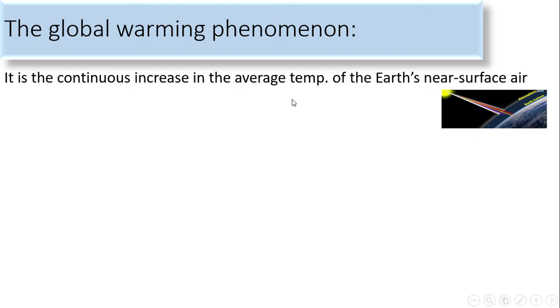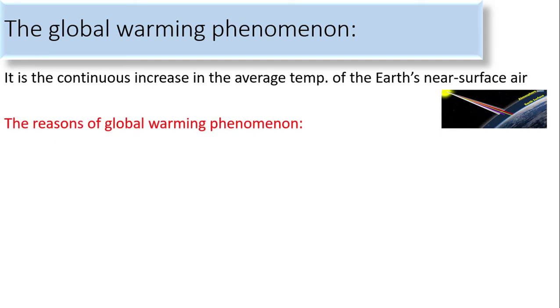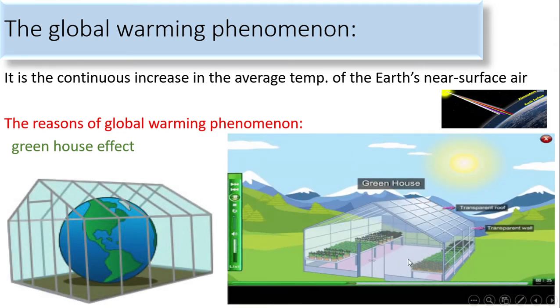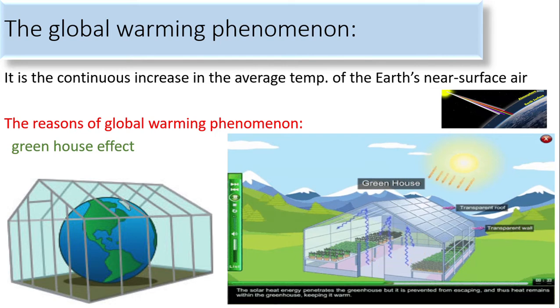Why does this increasing occur? The reason for the global warming phenomenon is called the greenhouse effect. You may know what is meant by greenhouse. A greenhouse is a house for growing plants. Why? Because the greenhouse is made from glass. What is the use of glass? Glass allows sunlight to pass, but it prevents any heat from escaping. So all or most of the temperature inside it is trapped, meaning prevented from escaping.